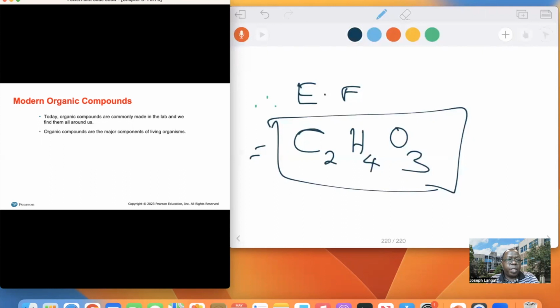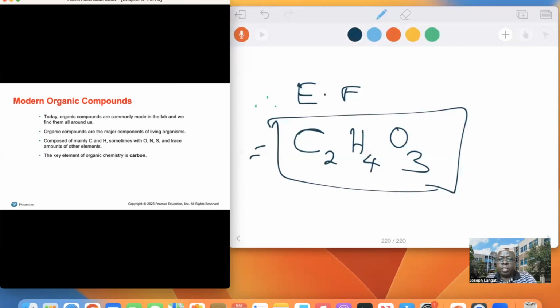Organic compounds are the major component of living things. They are composed of 2 elements, carbon and hydrogen, and sometimes we can have oxygen, nitrogen, or sulfur, even traces of other elements as well. The key element of organic chemistry is carbon. Why carbon? Why not any other element on the periodic table?